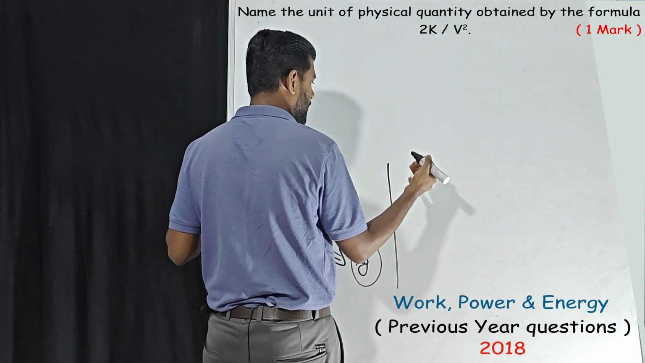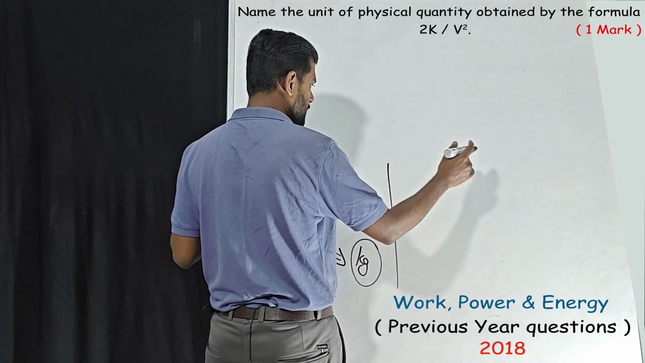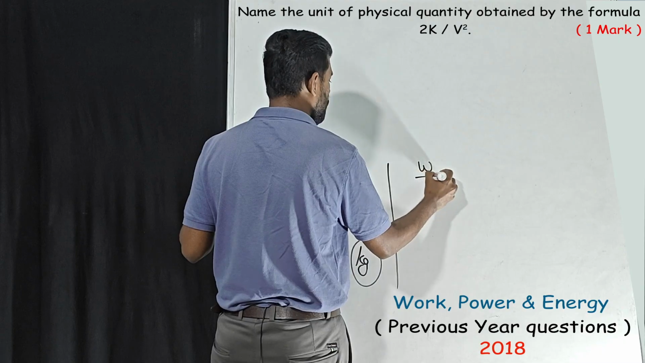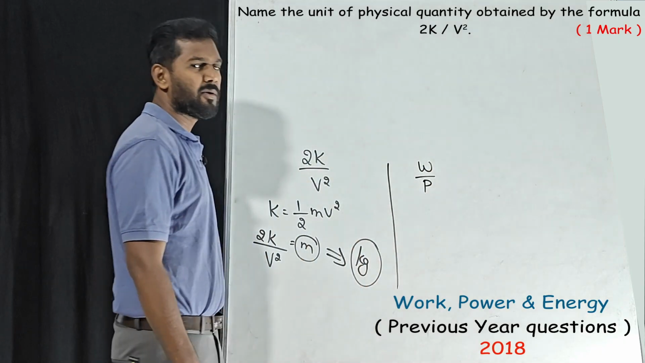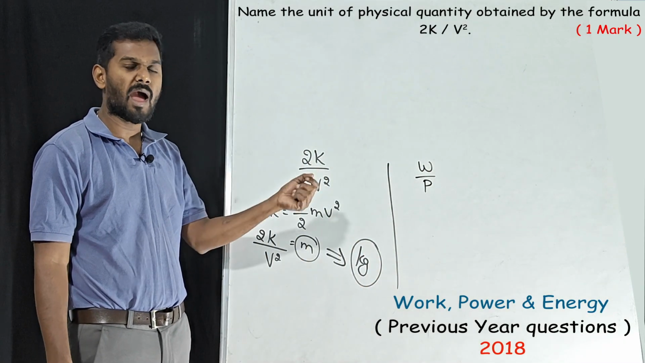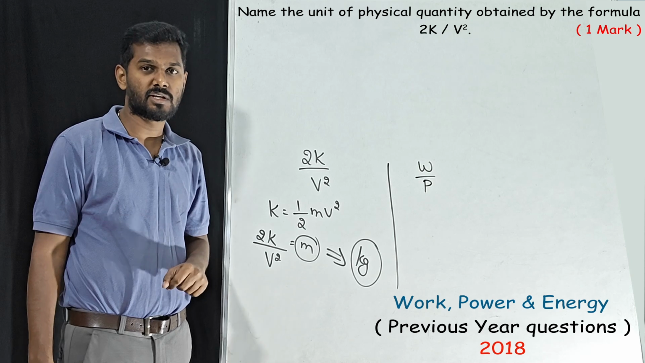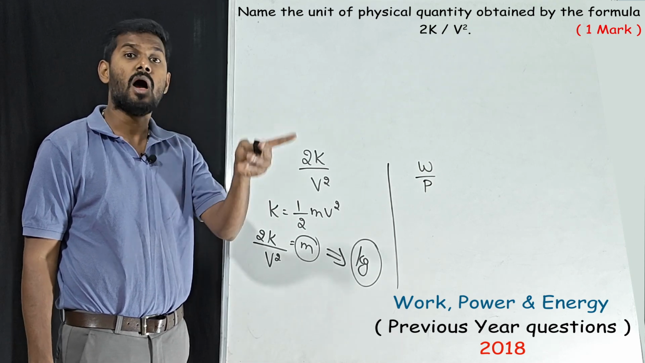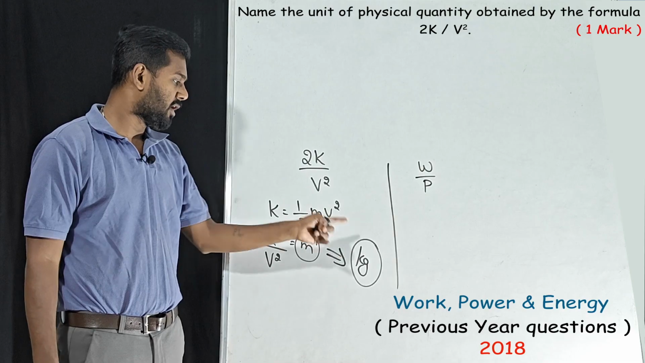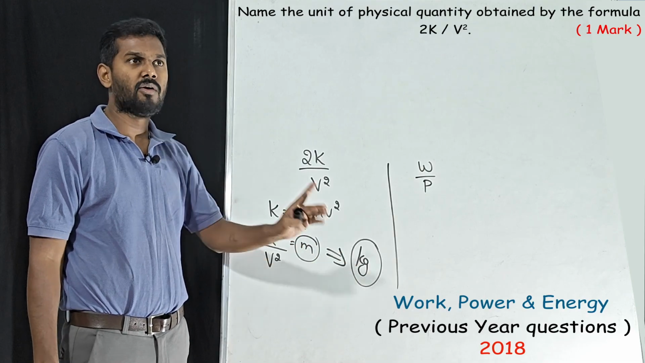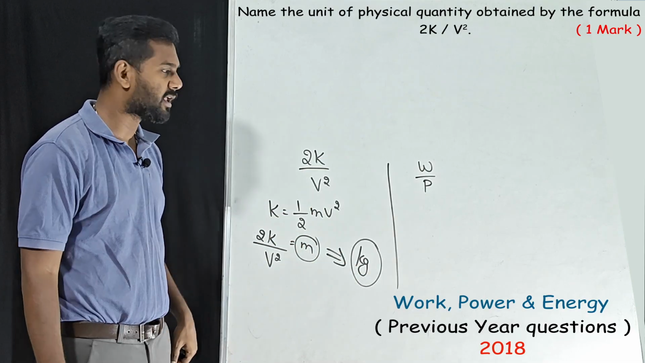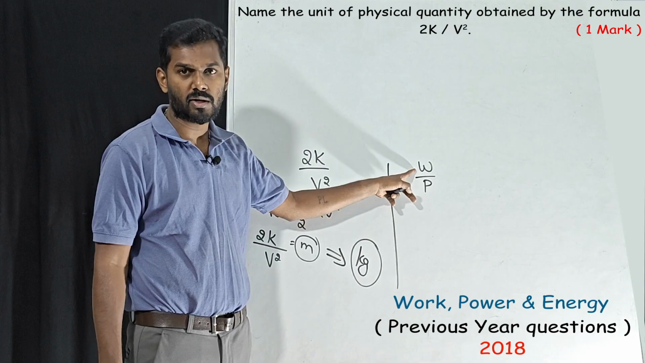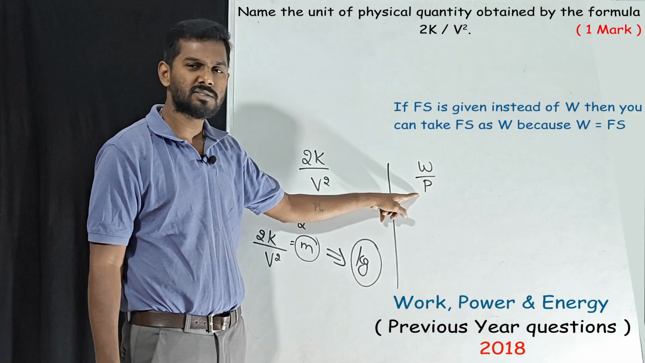We'll take one more example to understand this better. Assume this is the formula given in the question: W by P. We have to name the unit of the physical quantity. You have to be very careful whether they are just asking for the physical quantity or the unit of the physical quantity. For the physical quantity, you get the direct answer. W means work done. P means power.